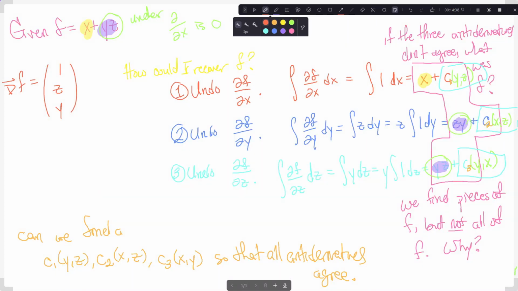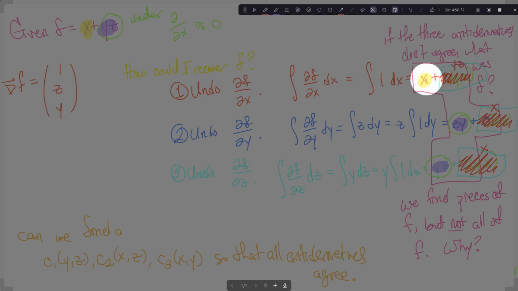So that's what I'm noticing here: I'm going to replace C1 of yz with yz. I'm going to replace C2 of xz with x. I'm going to replace C3 of yx with x. And now all of a sudden, we have actually recovered it. They all agree. I have x plus yz, x plus yz, x plus yz. All three antiderivatives agree, and they happen to be my true potential function here. This is how we find antiderivatives of gradients.